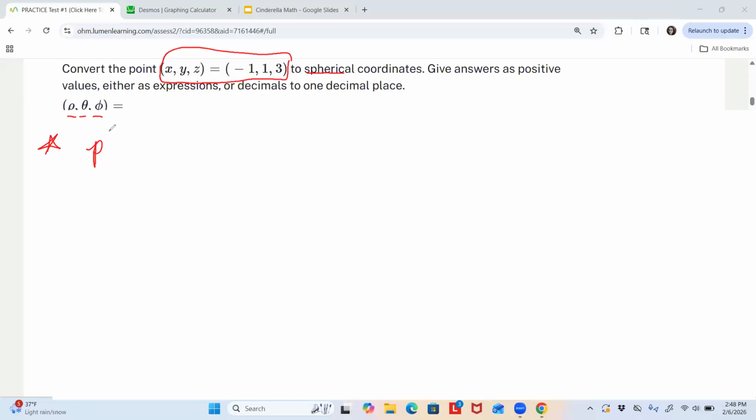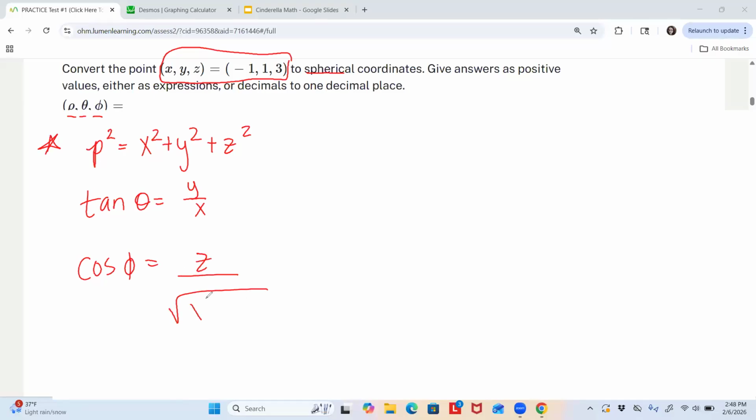Oh, it's rho, isn't it? Rho squared. The rho is what p is, I'm pretty sure. Rho squared equals x squared plus y squared plus z squared. Cos of phi, actually, do that one last. Tangent of theta equals y over x. That should be familiar if you've done polar coordinates. And finally, cos of phi, I'm pretty sure that's phi, equals z over the square root of x squared plus y squared plus z squared. So these are the formulas we need to know to go from Cartesian or rectangular into spherical coordinates.